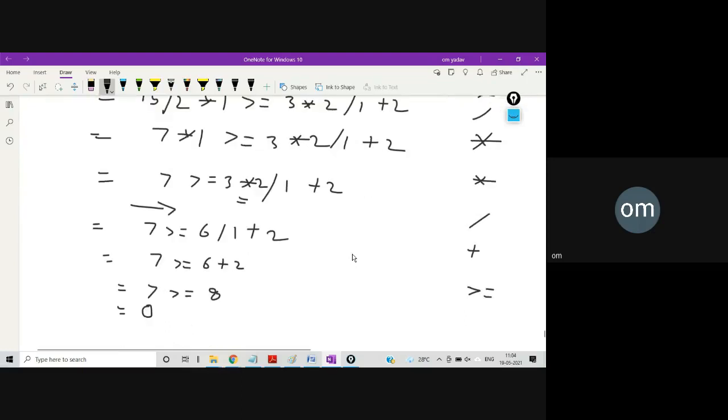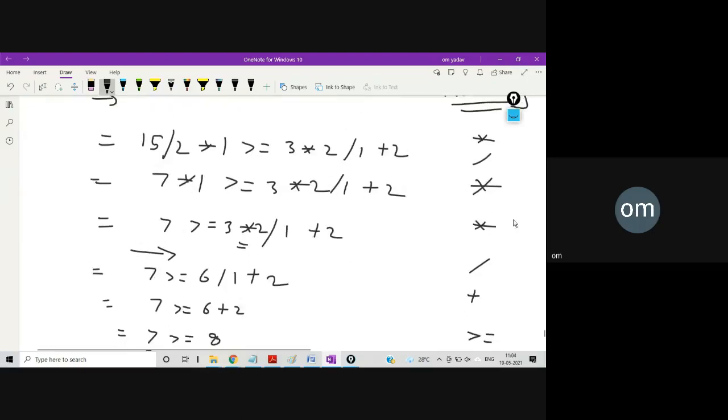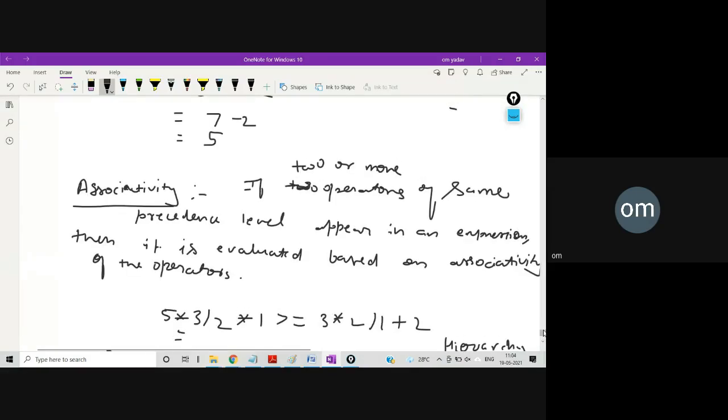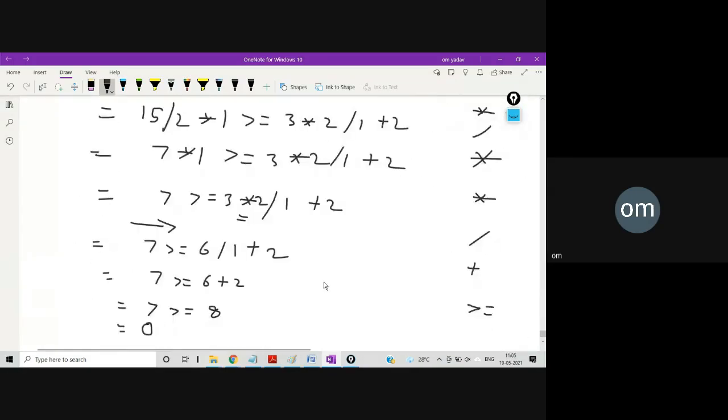Whether this example is completed, it is over, then we can move ahead. If this is completed, then we can move ahead.